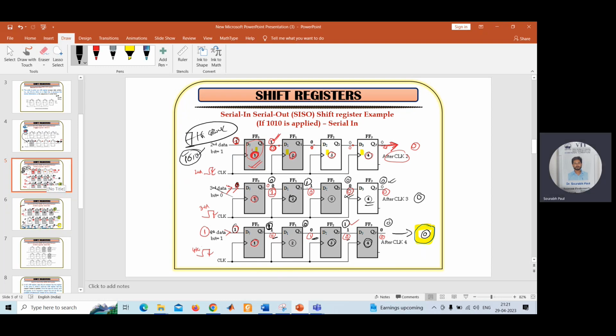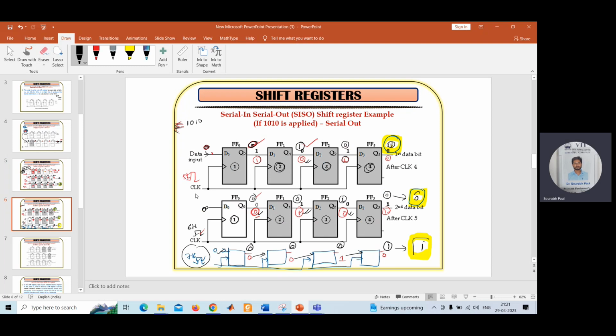So we had to use the 7th clock to get all the bits that we applied at the input of the shift register. So this is the principle of the serial in, serial out shift register. Okay, thank you.